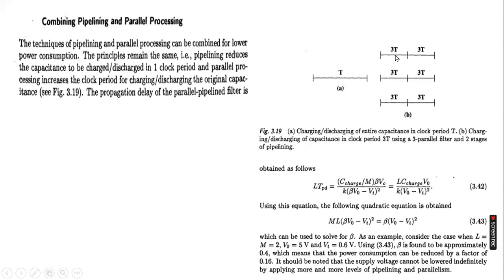Diagram you can see here. Horizontal means it is pipelining. Vertical means it is parallel processing. Both are 3 levels. Okay, M value 3 and L value also 3.